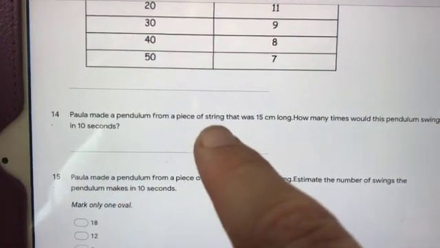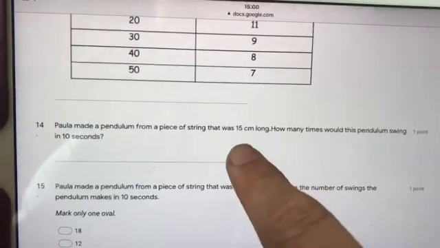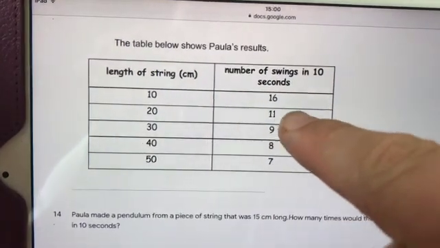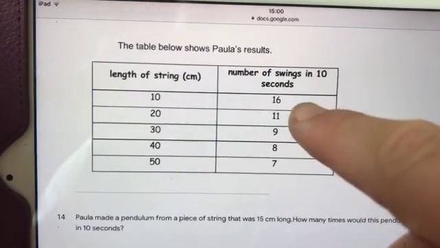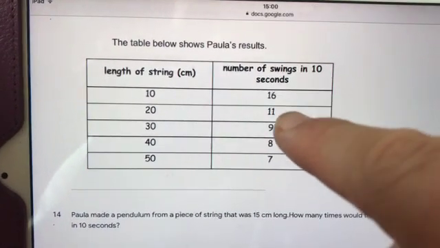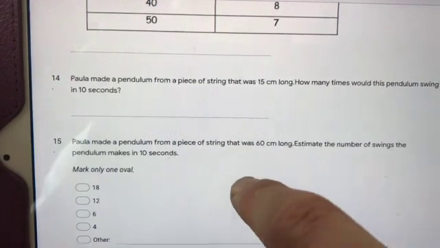Paula made a pendulum from a piece of string that was 15 centimetres long. How many times would this swing in 10 seconds? Well, 15 would be somewhere between 10 and 20. So it's got to be less than 16, but more than 11. So any number from 12 to 15 is going to be an acceptable answer there.